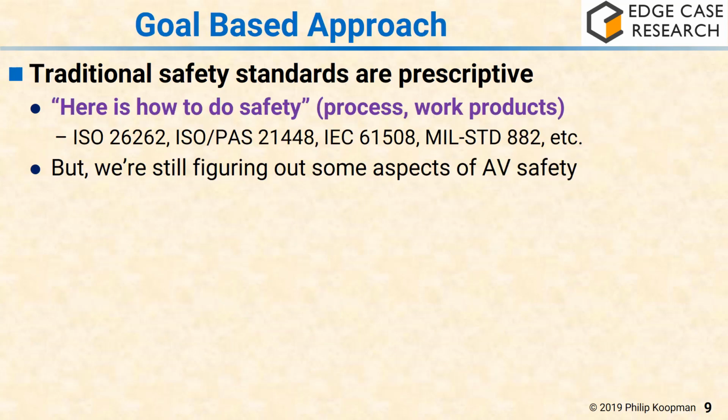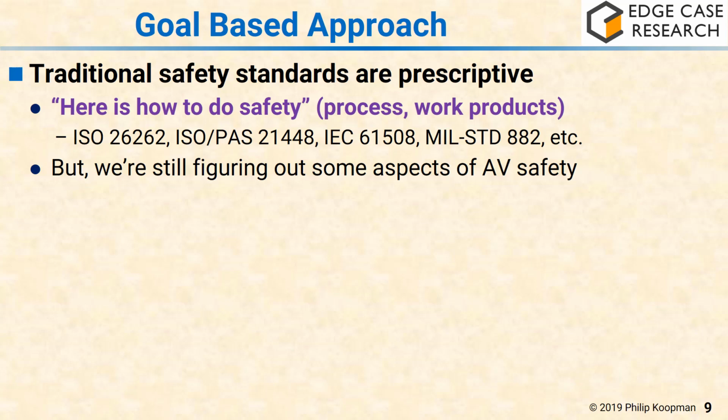I mentioned it's a goal-based approach. Let me talk about that for a couple minutes. Traditional safety standards are prescriptive. Here's how we do safety. They define a process, they define work products, and so 26262, 21448, IEC 61508, MIL Standard 882, the list goes on. Most of them tend to say there's going to be a V process, and here's the steps, and here's the work products, and so on.